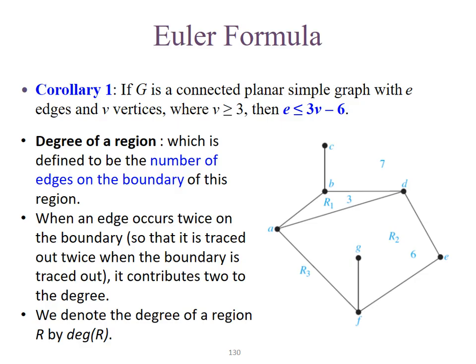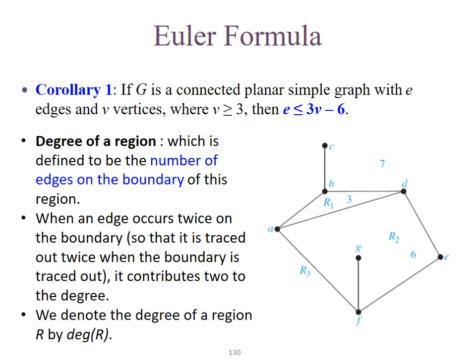Okay, next let's see another definition, the degree of a region. When we consider the degree of a region, that is the number of edges on the boundary. Okay, so let's see this graph. We have different regions of this graph. For example, R1, R2, and the region outside this graph, R3. So let's consider the degree of regions. What's the number of edges on the boundary? For example, R1 is a triangle. So the number of edges on the boundary is 3.